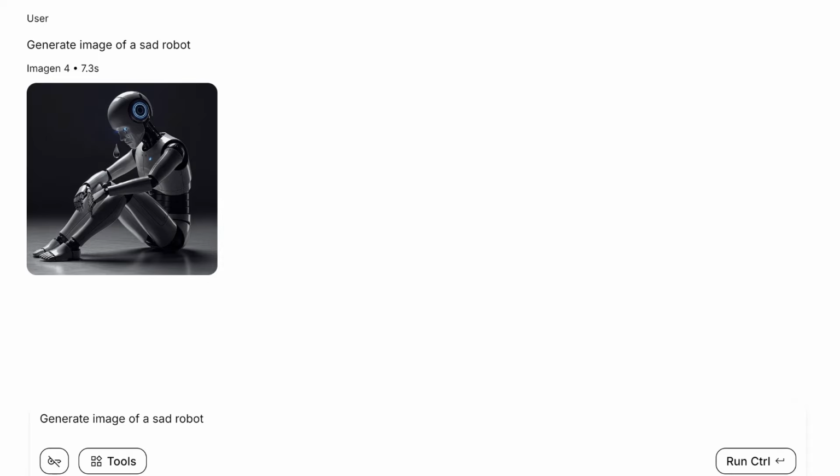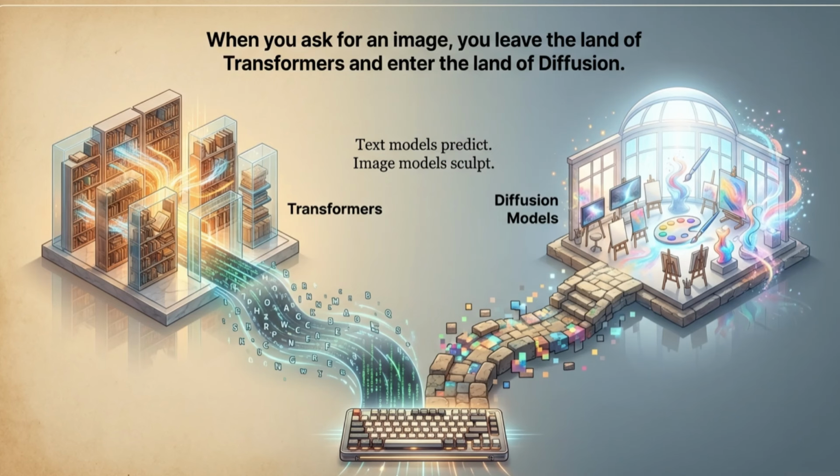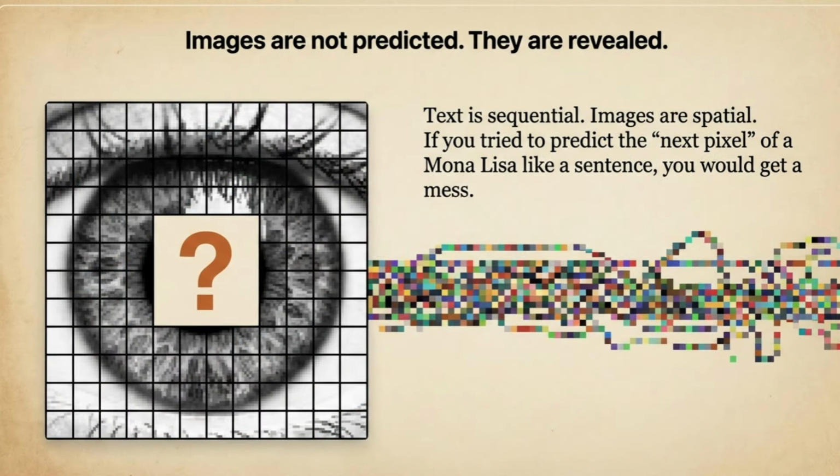No. And this is a super common misconception. If you are generating images, you are switching to a completely different engine. You are leaving the land of transformers and entering the land of diffusion. Okay, quickly, how does diffusion work? Is it predicting the next pixel like the other one predicts the next word? No. Prediction is for text. For images, the metaphor isn't a writer, it's a marble sculptor.